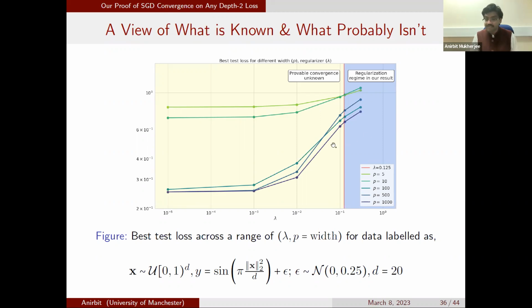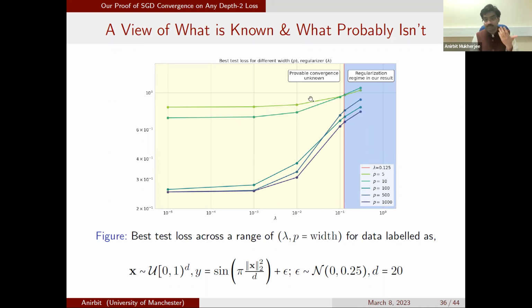And once you go left of the red line, no proof works. So the entire yellow region is where theoretically nothing is known. There's no theory that works in this zone. Finite data, finite width, arbitrary data, regularization below this threshold. There's no proof in this zone. The first time any proof starts to work is once you are hitting this Villani threshold and our proof comes into play. And what you see here is that I've tried it at different widths.